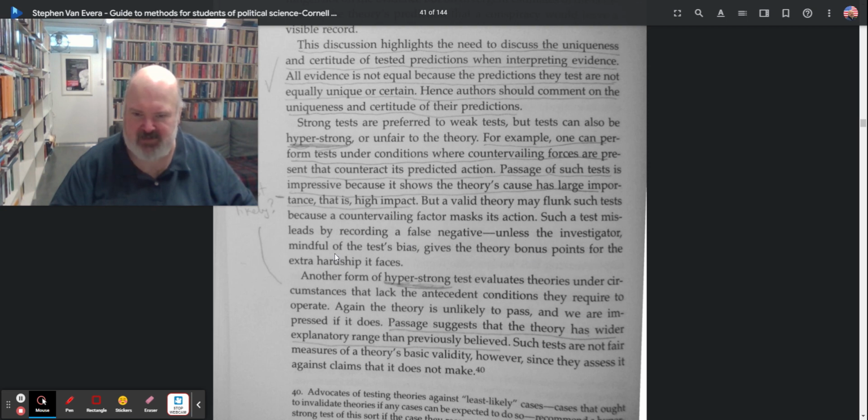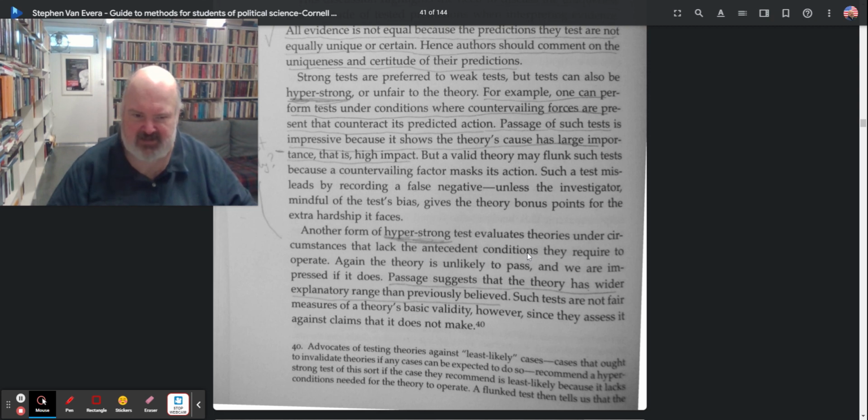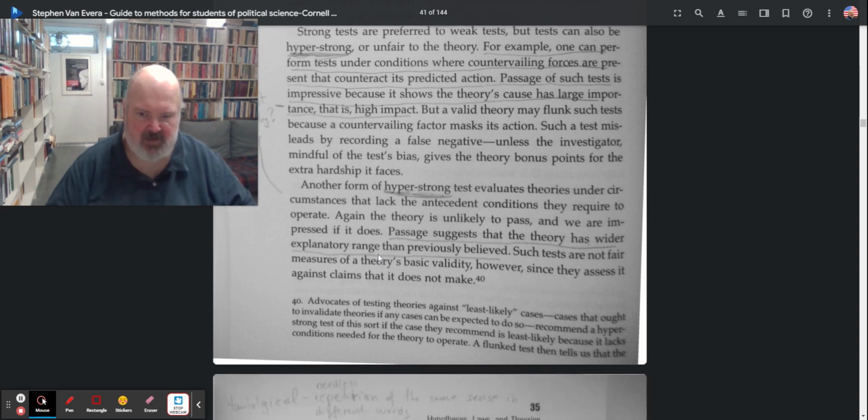We have to always be mindful of test bias, given the theories. But that's why he said, given another form, a hyper-strong test evaluates theories under circumstances that lack the antecedent conditions they require to operate. In other words, a hyper-strong test is conducted under conditions that don't have the antecedent conditions they require to operate. Again, the theory is unlikely to pass, and we are impressed if it does. Right? It does pass. Passage suggests that the theory has wider explanatory value than previously held.